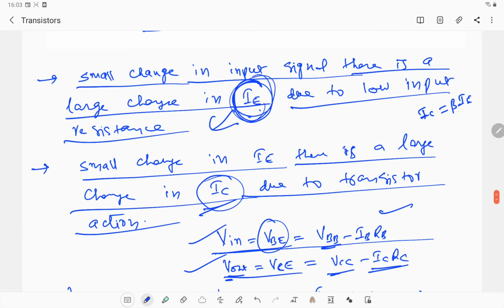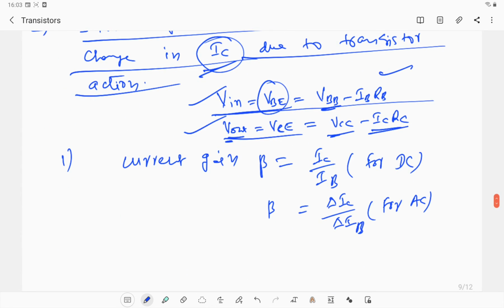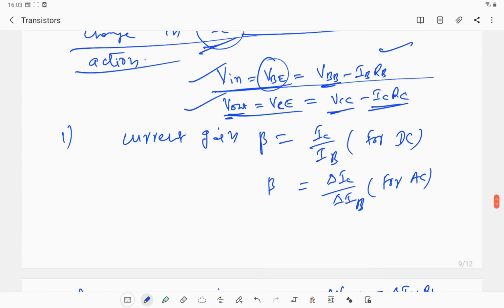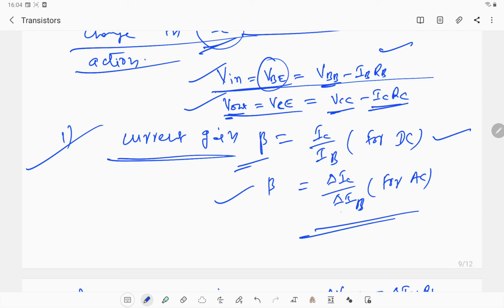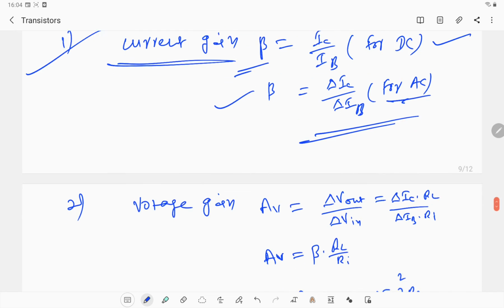Here transistor is an amplifier. There are different types of amplifiers: one is current amplifier, voltage amplifier, and power amplifier. See, current amplifier means current gain. Current gain beta is equal to IC by IB. This is for DC. And beta is equal to delta IC by delta IB. This is for AC current gain.